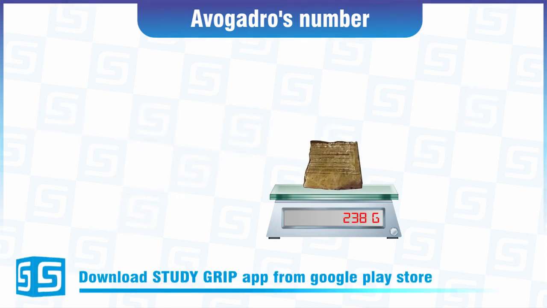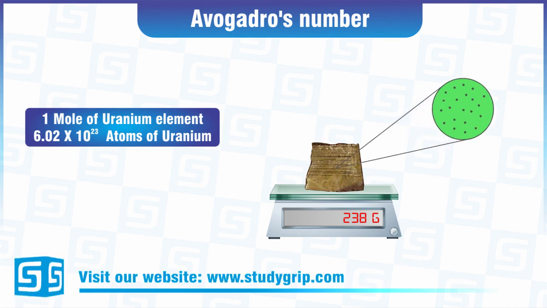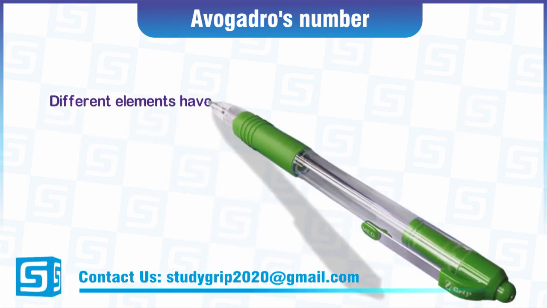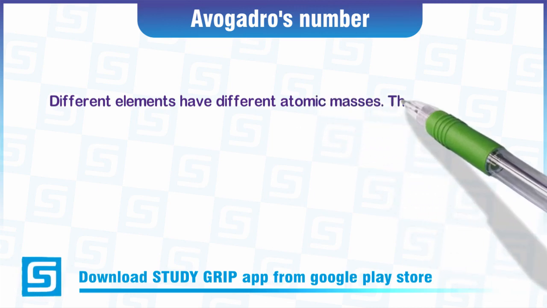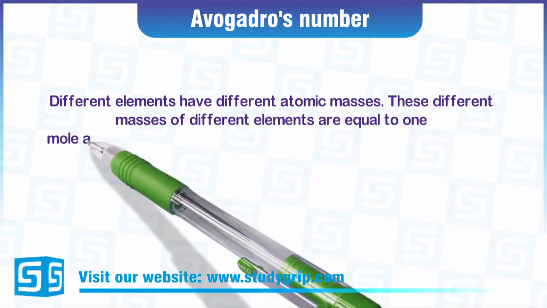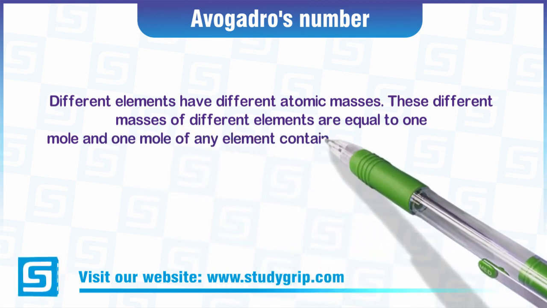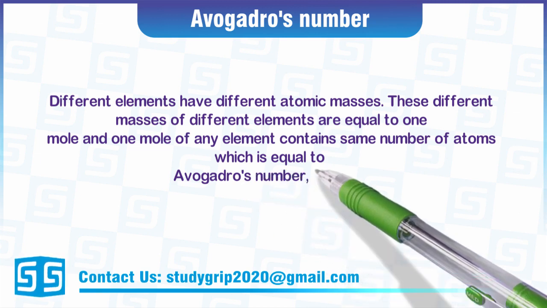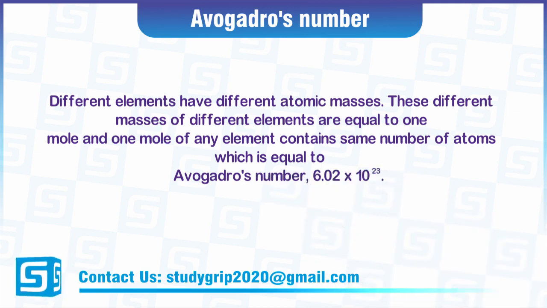238 gram of uranium is equal to 1 mole of uranium element. It always contains 6.02 × 10^23 atoms of uranium. Different elements have different atomic masses. These different masses of different elements are equal to 1 mole, and 1 mole of any element contains the same number of atoms, which is equal to Avogadro's number, 6.02 × 10^23.